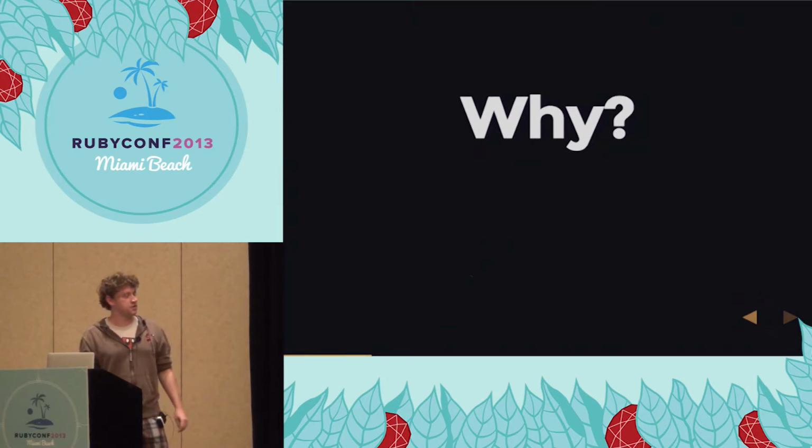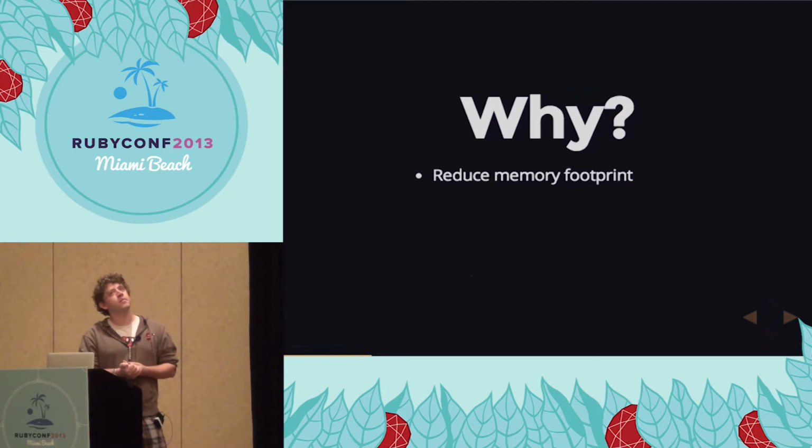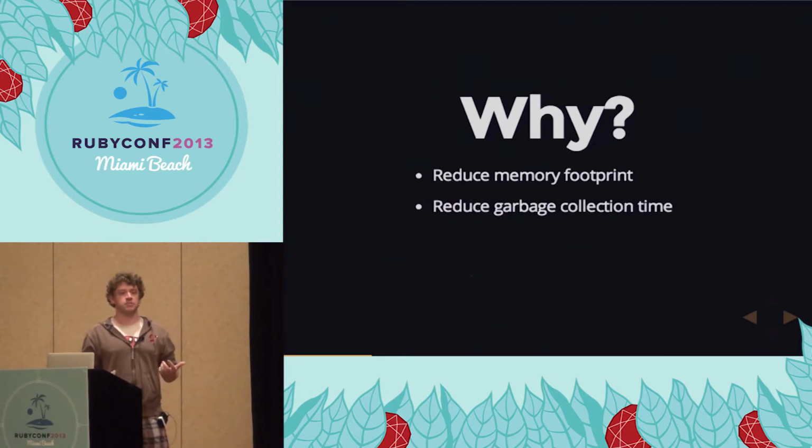So why are we doing this? Why is this a useful feature? In general, many product companies are in the position where they want to reduce their memory footprint. You have a large, maybe a Rails app that's using a lot of memory, and you want to reduce that. I think more commonly, people want to reduce garbage collection time. So this is, of course, a theme for the conference.